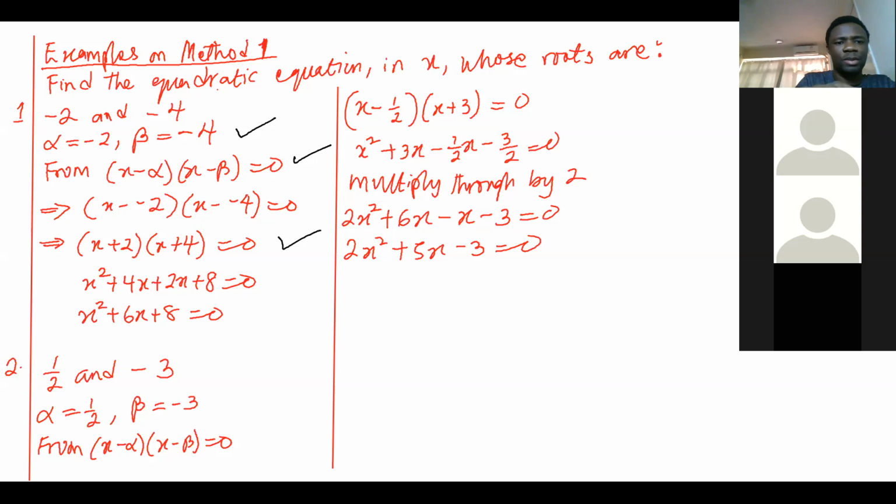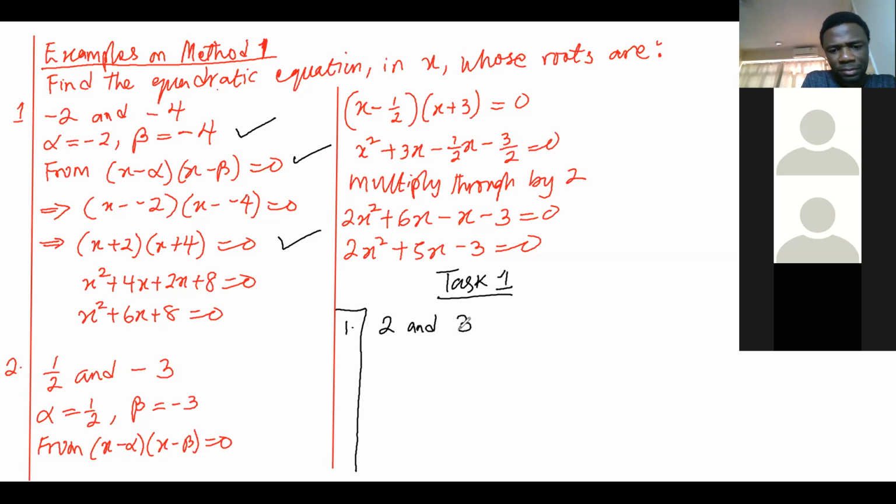So now we're going to do activity 1. Are we ready? So I'm going to put it right here. Task 1. Same instruction: find the quadratic equation in x whose roots are, question 1, 2 and 3. Question 2, -4 and 1. Question 3, 5 and -2.